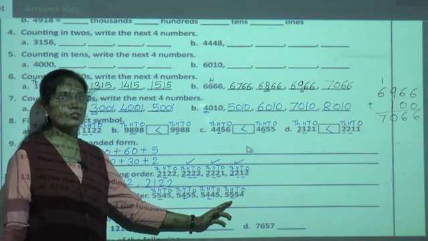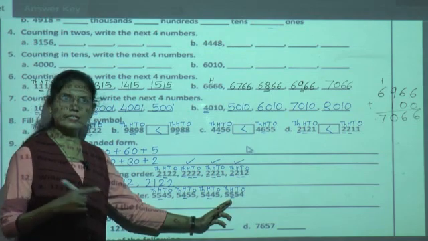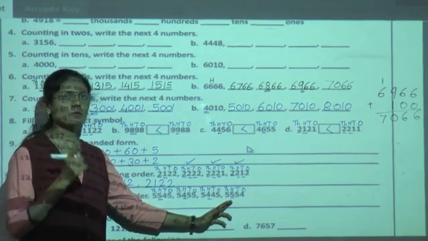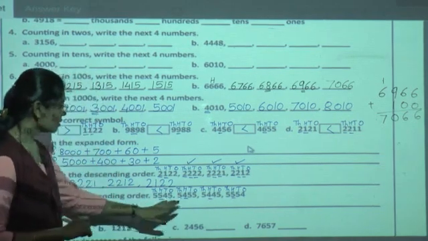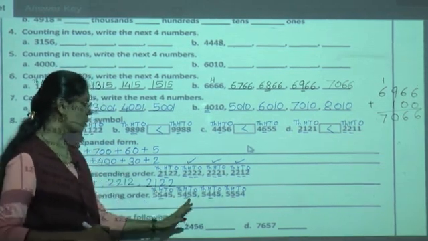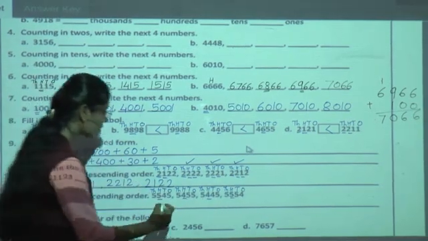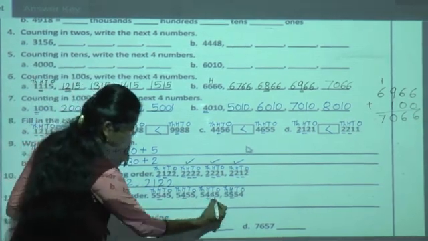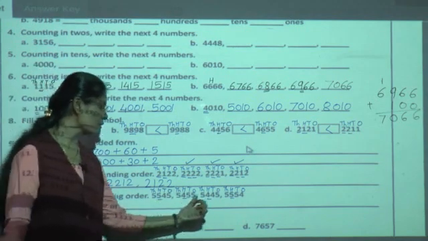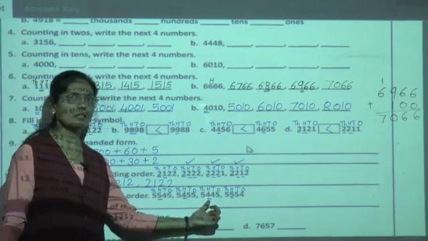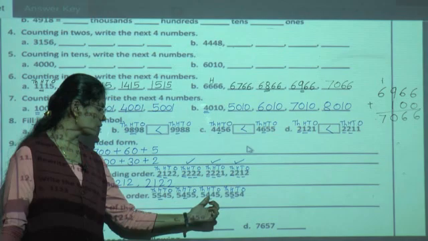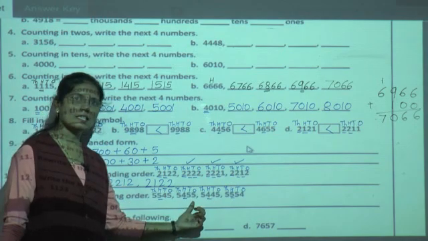We have to arrange the numbers in ascending order, meaning first we have to take the smallest number. So 5 is greater than 4, so these two numbers we will not consider now. Now see these two numbers, here also 4 is there, here also 4 is there. Then what to do? We will move to the next place.